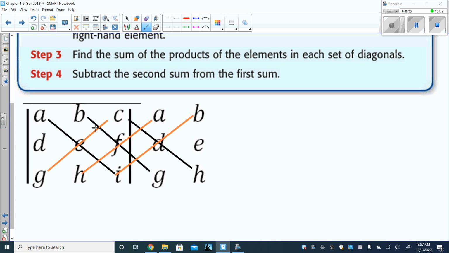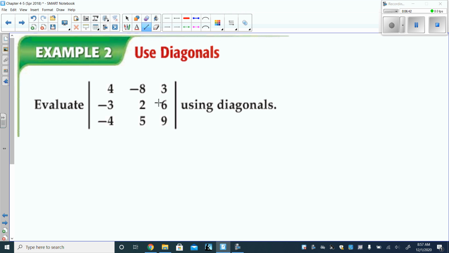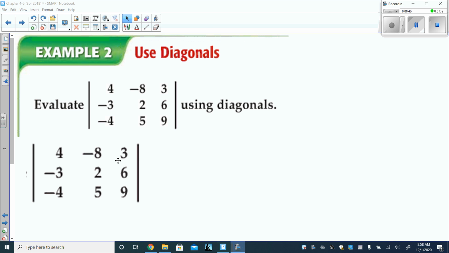So it's almost the same as what we did for the 2 by 2, but this time we have more of them. And so this will make a little more sense as we look at an actual problem. So we'll look at this one here. Okay, so I copied the matrix down.